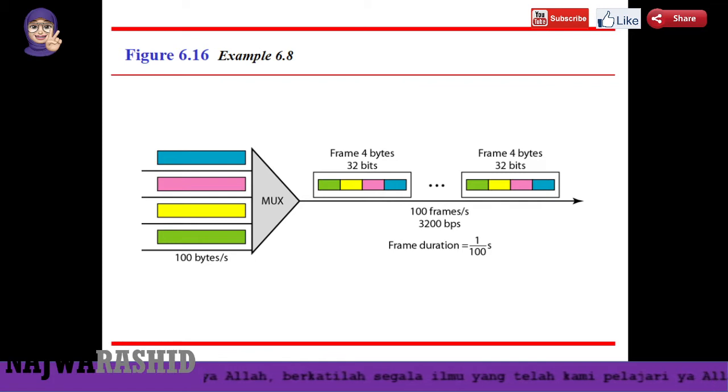We have 100 frames, and each frame contains 32 bits. So 32 bits times 100 frames is equal to 3200 bits per second. So this one is the bit rate, this one is the frame rate, this one is the frame duration. If the question asks about the bit duration, it is 1 over 3200.